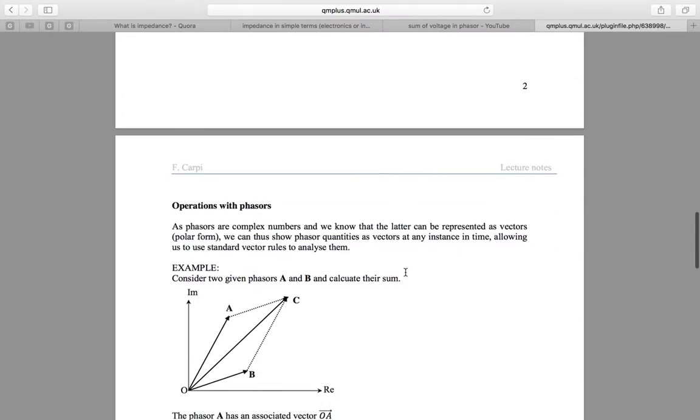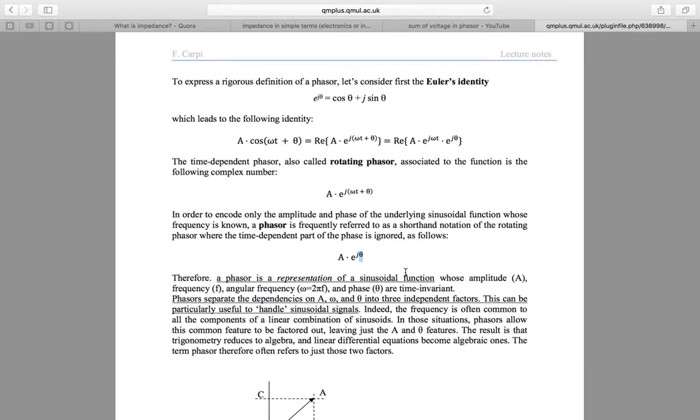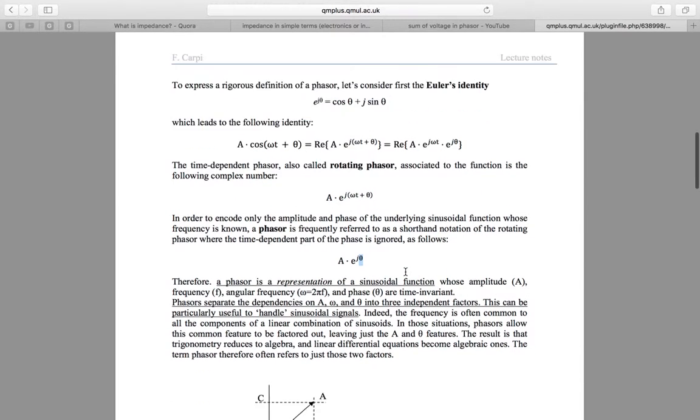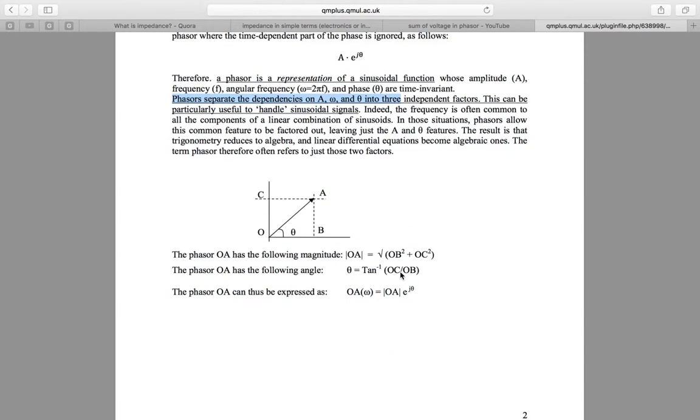And sometimes you can be asked to calculate the summation of voltages written in the sinusoidal form. So look here, a phasor is a representation of a sinusoidal function whose amplitude, angular frequency, and phase are time invariant. So it means it doesn't depend on time. The whole goal of the phasor is to separate the dependency of A, omega, and theta into three independent factors. This can be achieved using the sinusoidal function.